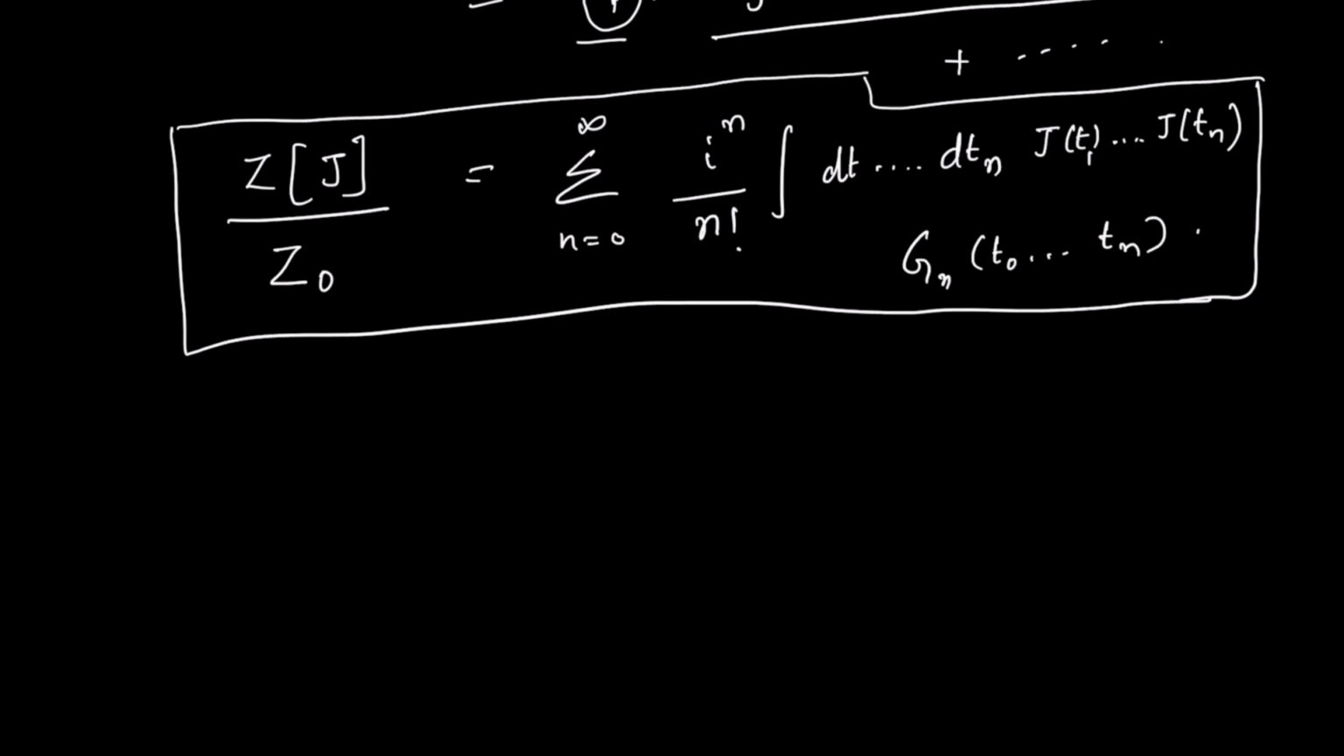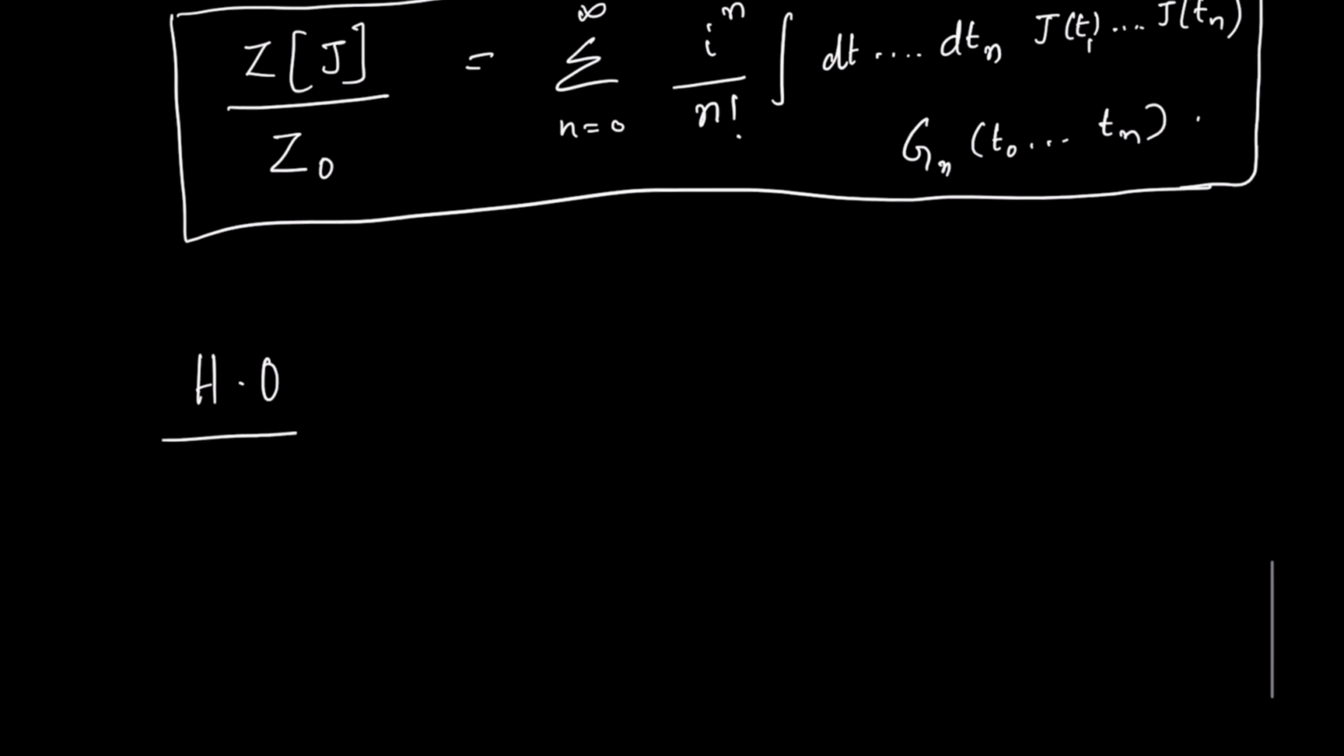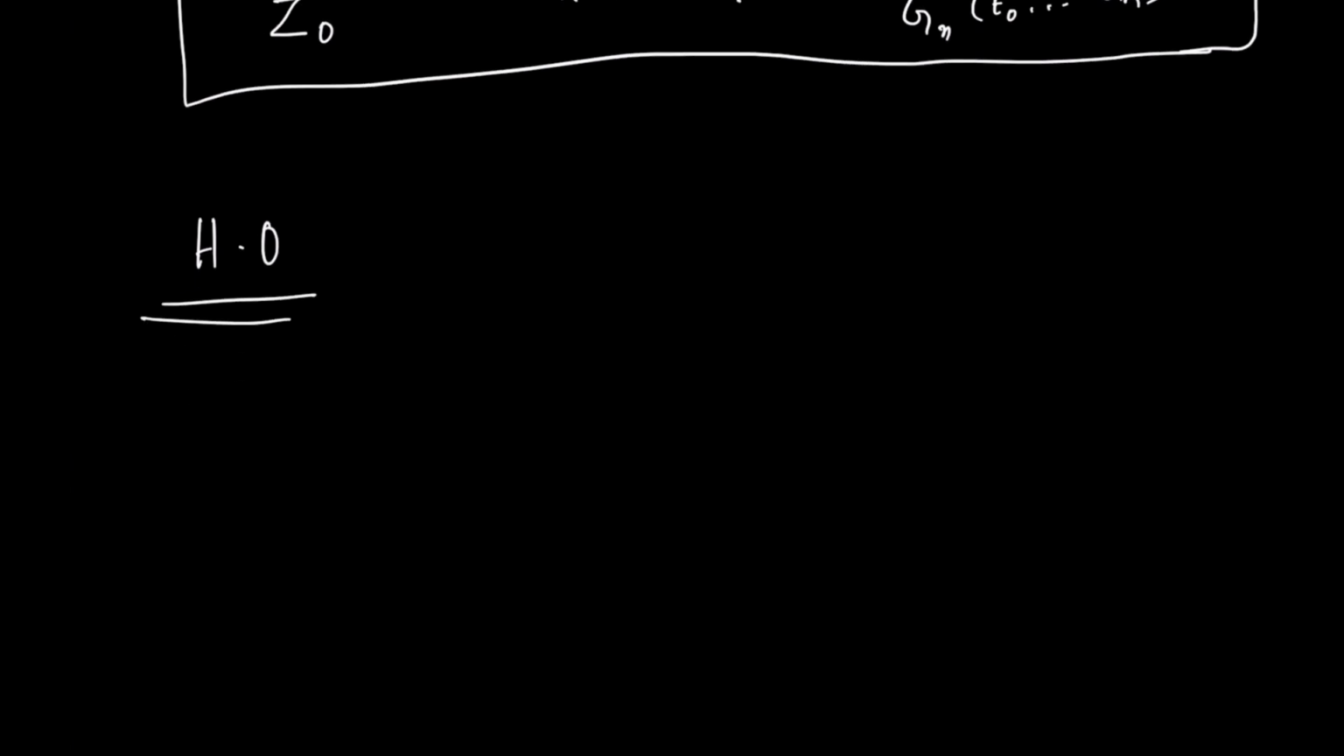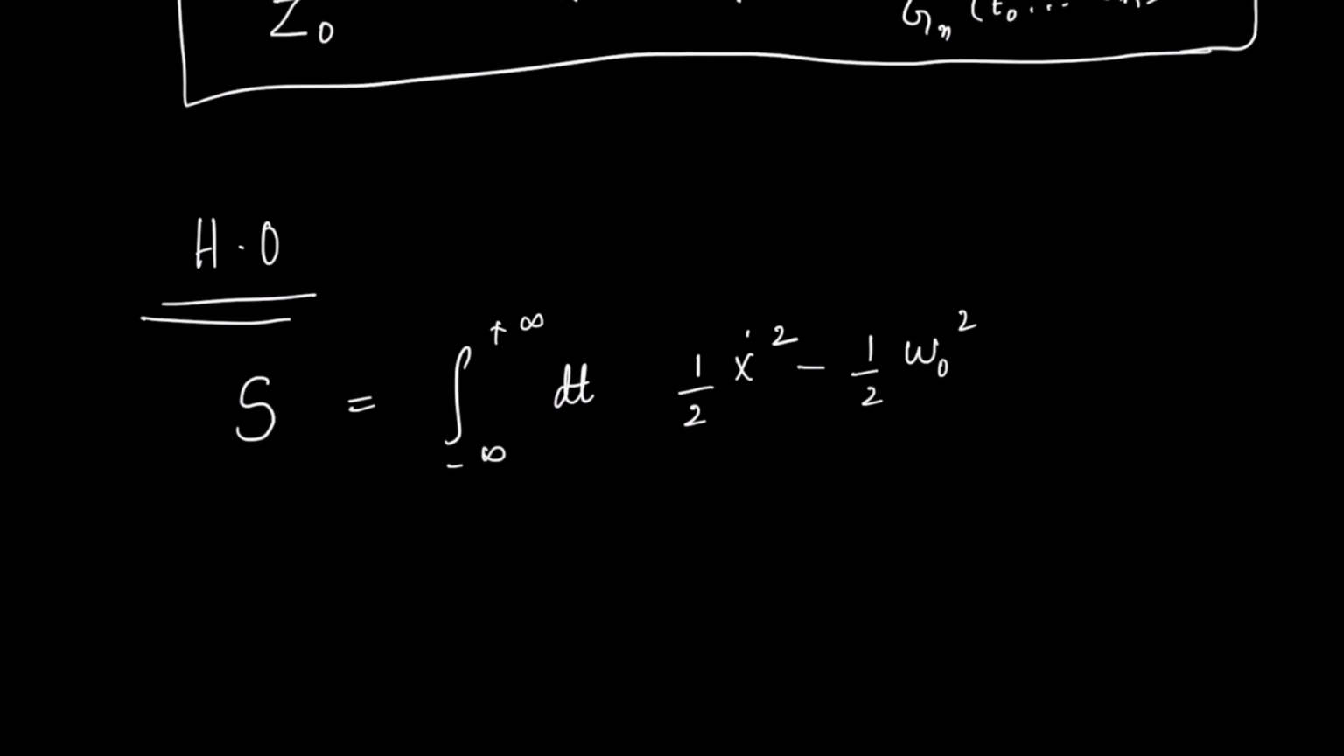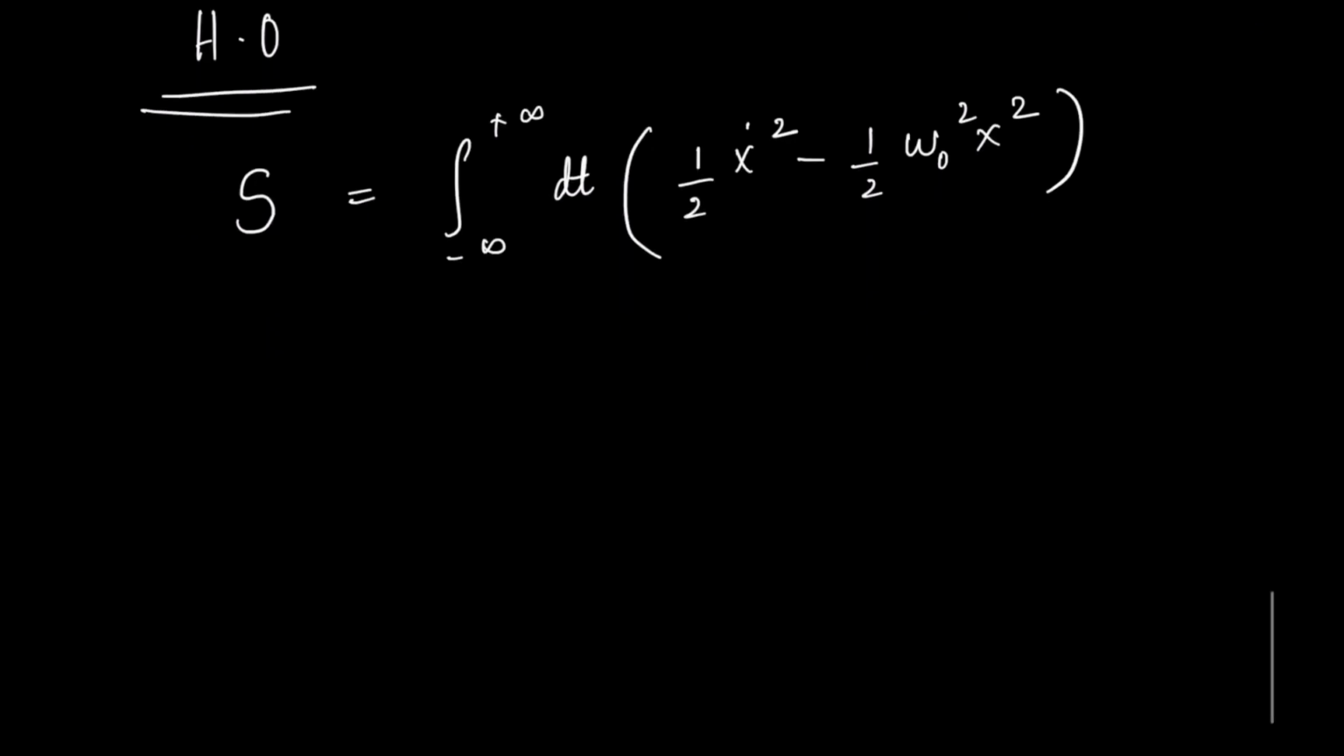So now we will consider a particular example. For example, a harmonic oscillator is always the best example to study any situation. The action for a harmonic oscillator can be written as the integral from minus infinity to plus infinity of dt, half x dot square minus half omega naught square x square. Okay, this is the action. Now the Hamiltonian is given by p square by 2m plus half omega naught square x square.